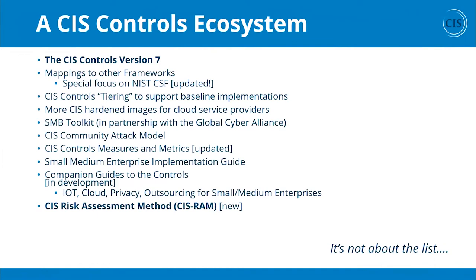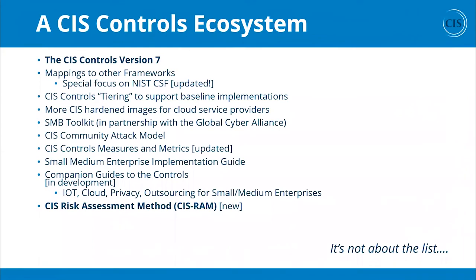I mentioned the attack model. We'll do an update on measures and metrics sometime here in the next year. And then we call them companion guides. That is, how do you take the work of CIS and adapt it to either new sectors or new technologies? Just some of the examples are there: IoT, cloud, et cetera.